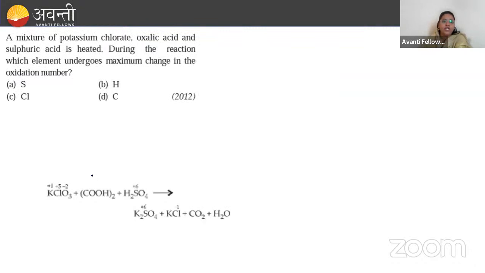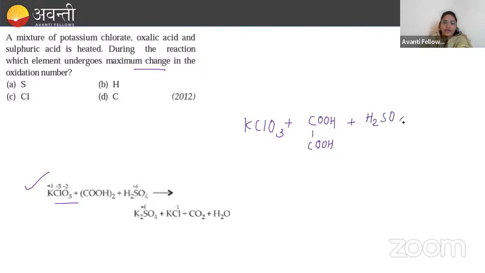A mixture of potassium chlorate, oxalic acid and sulfuric acid is heated. During the reaction, which element undergoes the maximum change in oxidation number? Here I have shown the reaction of potassium chlorate. KClO3 reacts with oxalic acid, that is COOH, COOH, and H2SO4, that is sulfuric acid. These three are heated together. Which element undergoes maximum change?